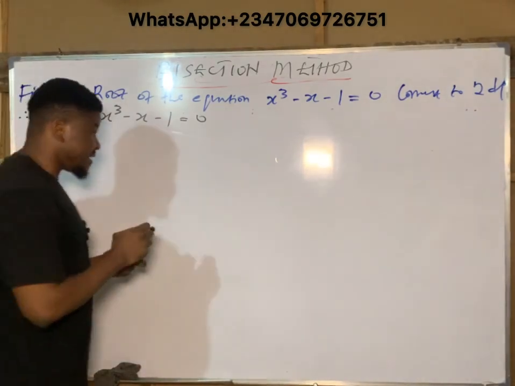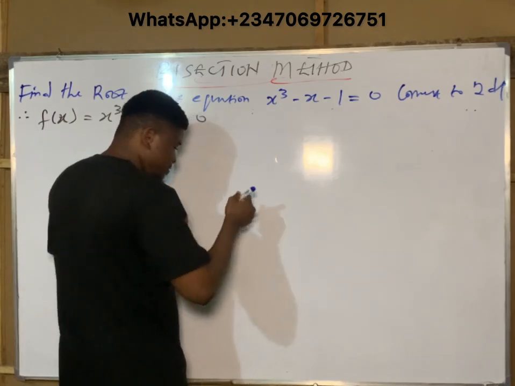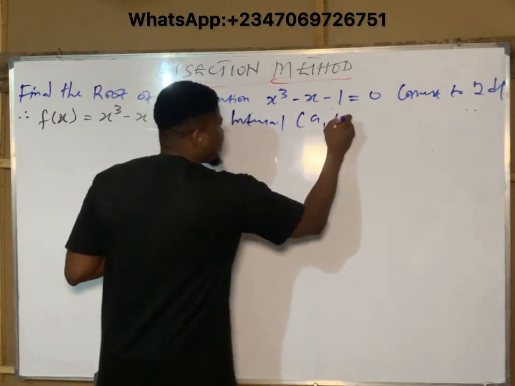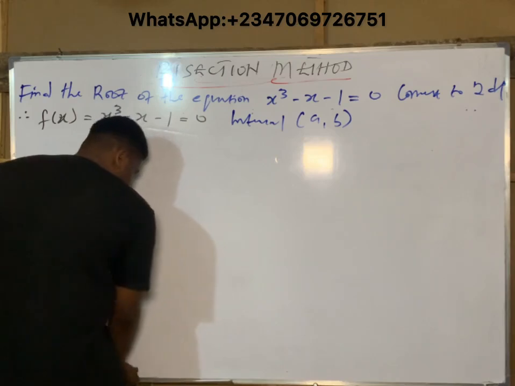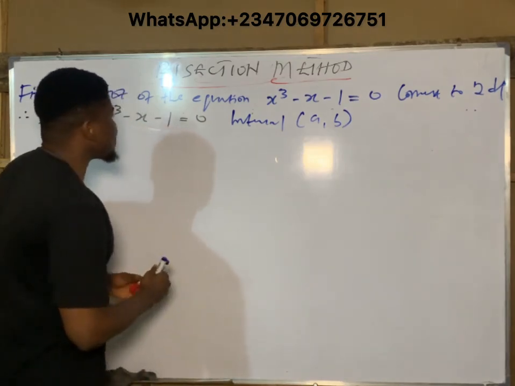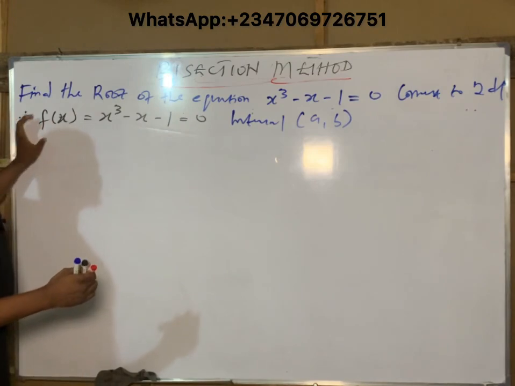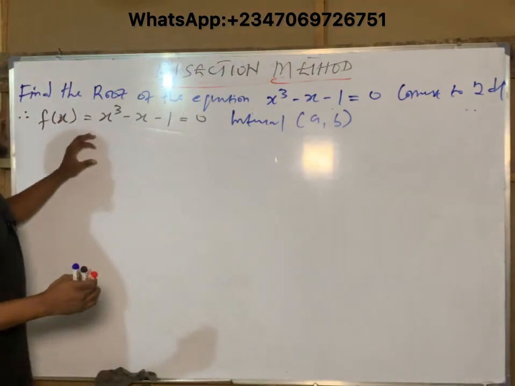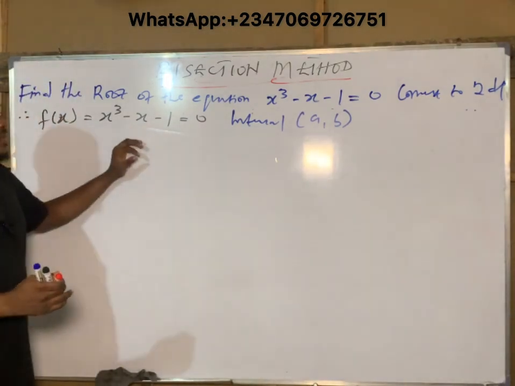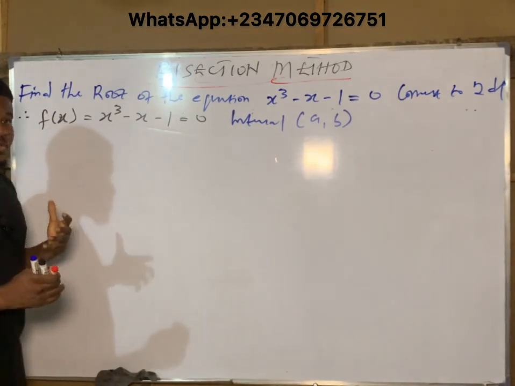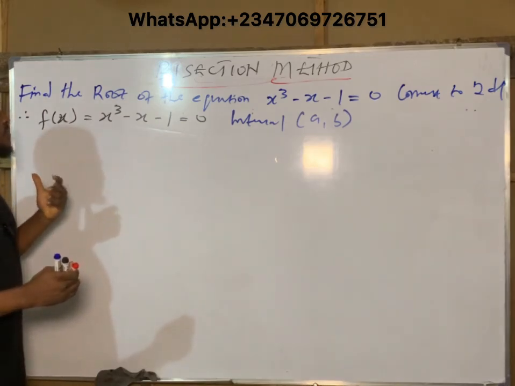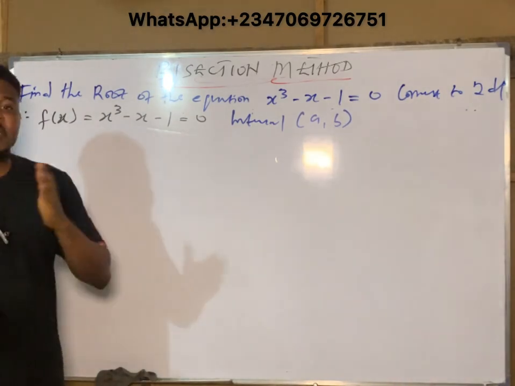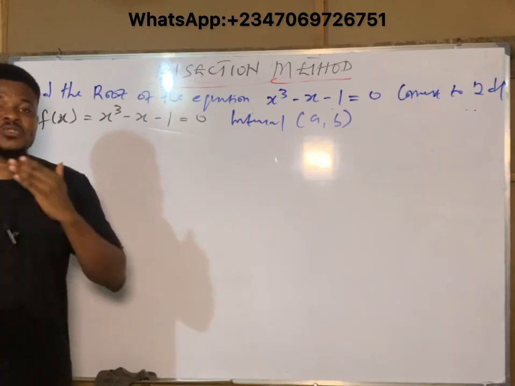Now what we need is an interval. Our interval is a comma b. Now how do we get a and b? A is a value that when we plug into this equation, it converts this function directly to negative. And then b is a value that when we plug into this function, it turns it directly into positive. But the nature in which this is done is that whenever we choose these values and plug into this equation, it must turn the equation from negative directly into positive or from positive directly into negative.